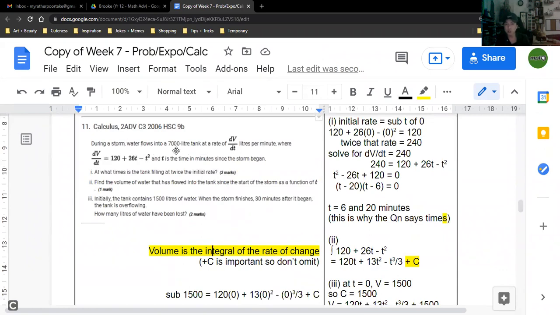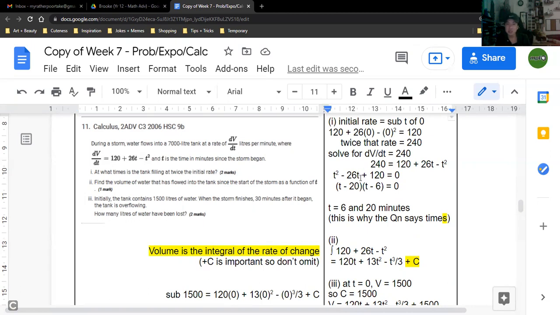Water flows into a 7,000 liter tank at a certain rate, and they give you the rate. The rate again is a concave down parabola. So the rate itself is going up and then going down, which is kind of unusual. So it must mean the tank has an unusual shape. It fills up faster, then fills up slower.